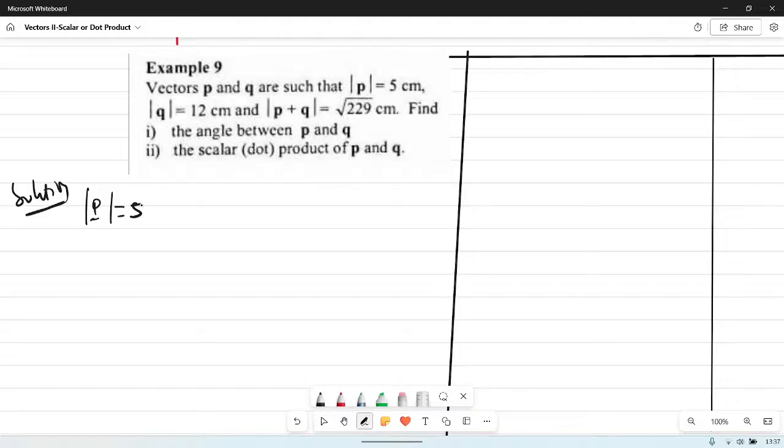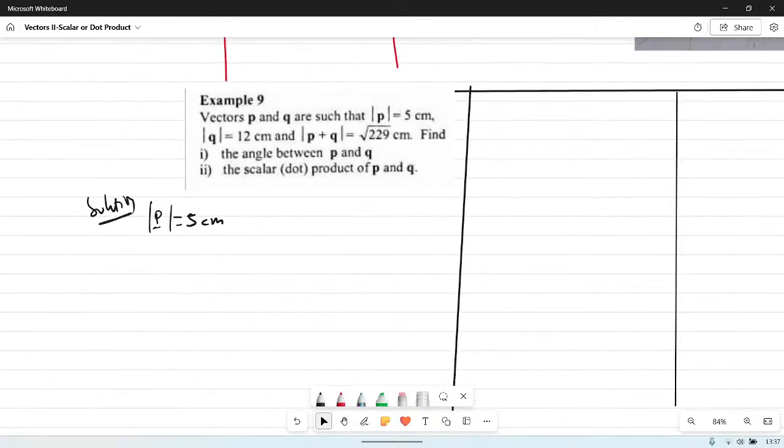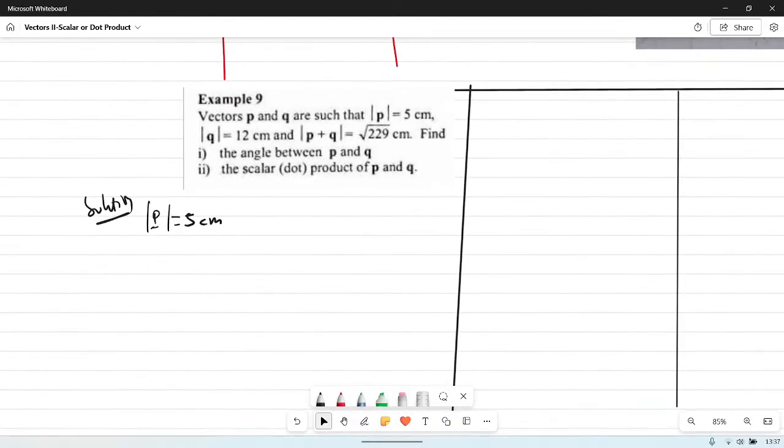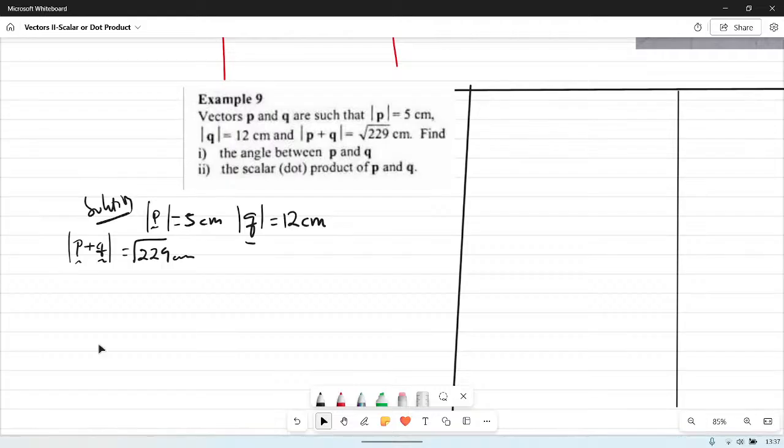Yeah, so now this is 5 centimeters. Now they've given you centimeters. So the magnitude of Q is 12 centimeters, right? Then P plus Q is root of 229. Find the angle between P and Q, right? And we said that in vectors, if you want to find an angle, they should be diverging or converging, right? So this could be P, this could be Q.